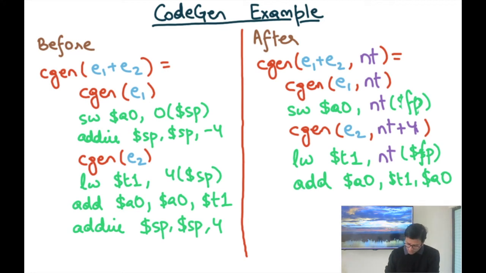So in other words, what is the invariant for cgen? Just like earlier, the invariant was that I will not modify the stack. The new invariant for cgen is I will not modify the stack, that's true, and compute the value in $a0, but also that I'm not going to touch the temporaries below nt. I'm only going to use the temporaries above nt, and that's the invariant that we can assume for cgen, and using that invariant we can show that this implementation of E1 plus E2 is correct.